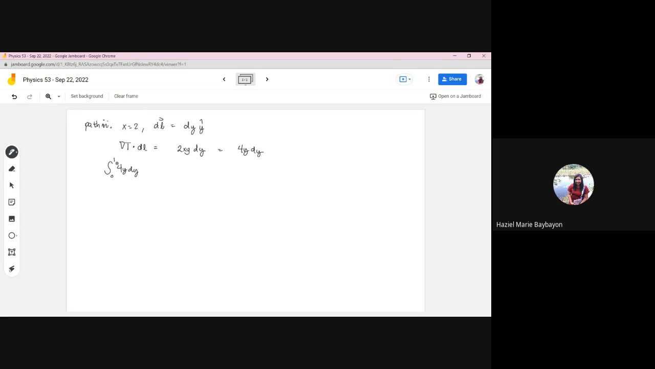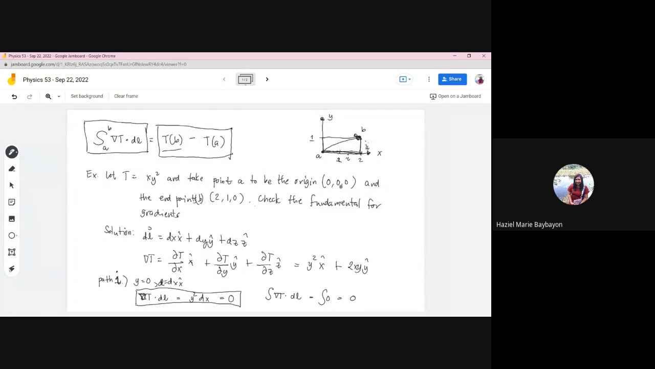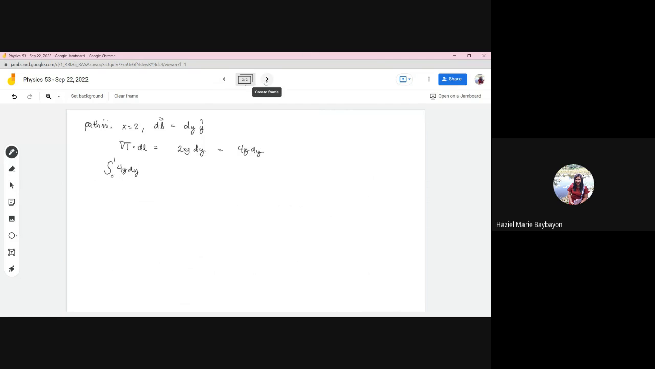Why 0 to 1? Because your y is from 0 to 1. So you have 4y squared over 2 integrated from 0 to 1. So we will get 4 times 1/2, so we get 2. Therefore, the integral of the gradient of t dot dl is equal to 2.